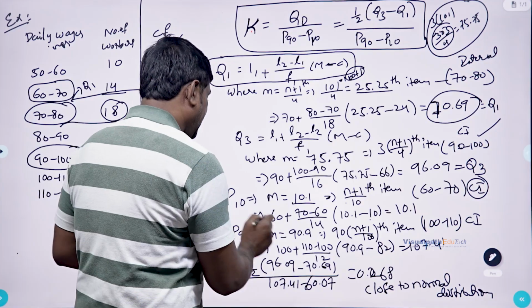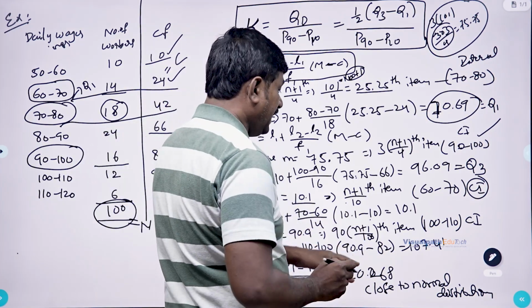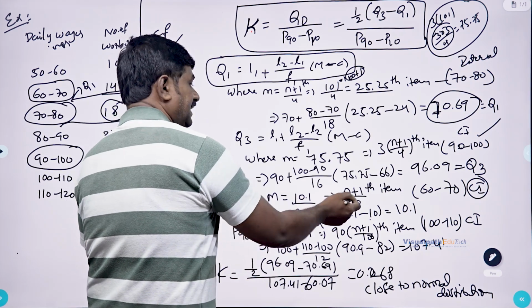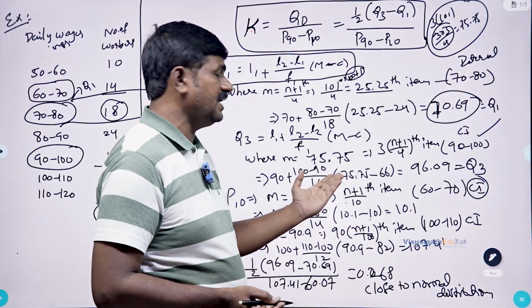Then similarly P90. For P90, M is equal to 90.9. Why? Because it is the (n plus 1) by 100th item. Just as this was (n plus 1) by 10th, simultaneously we can write 10 into (n plus 1) by 100, then (n plus 1) by 10.